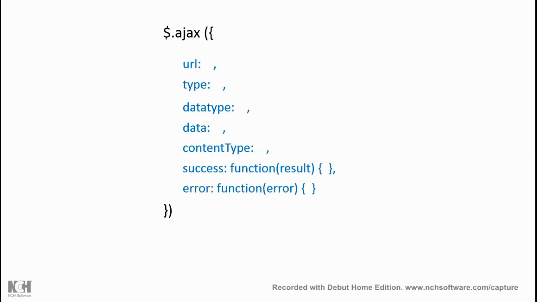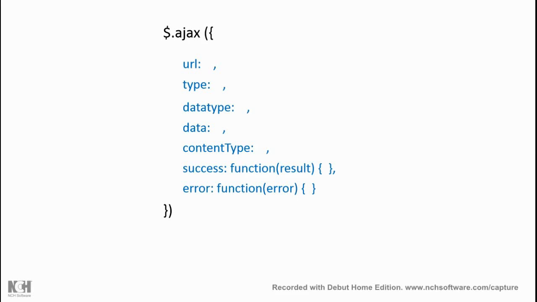Then error is the function that runs when the request fails, so you could handle the error in this function. JavaScript is normally asynchronous flow. If you want it to be synchronous, you should specify the async property and set it to false. The default value is true.